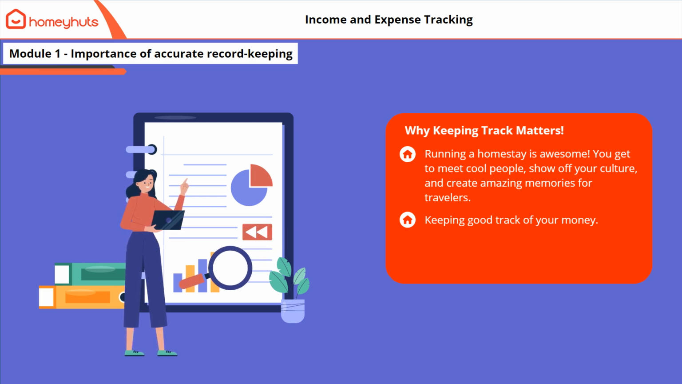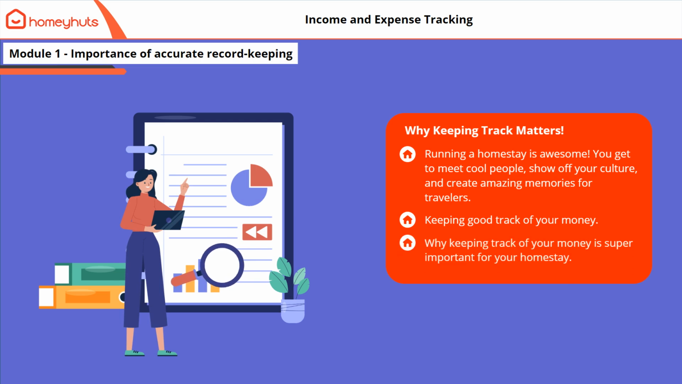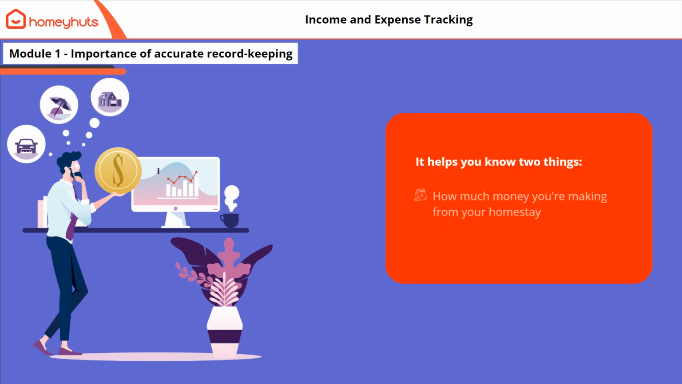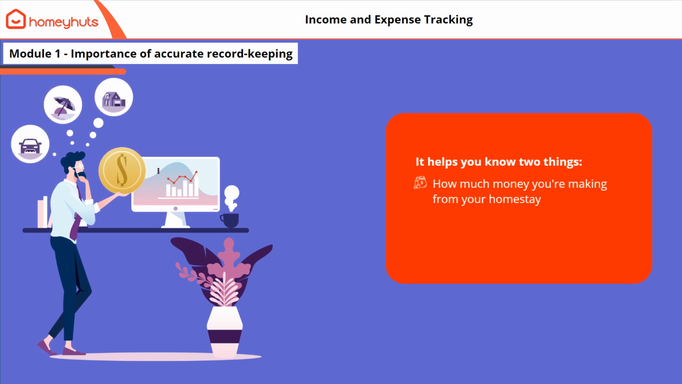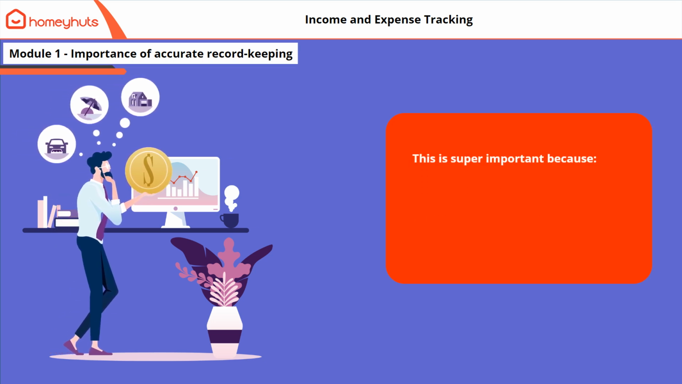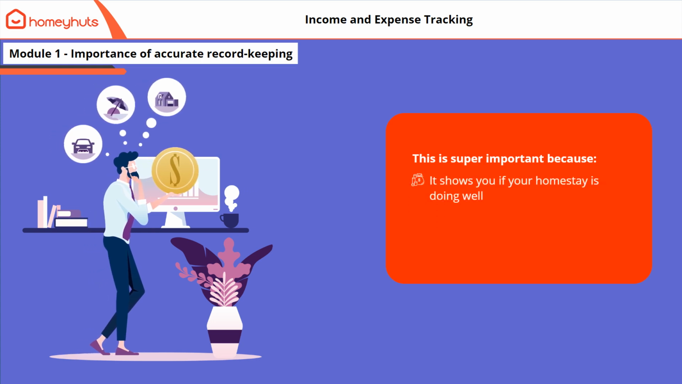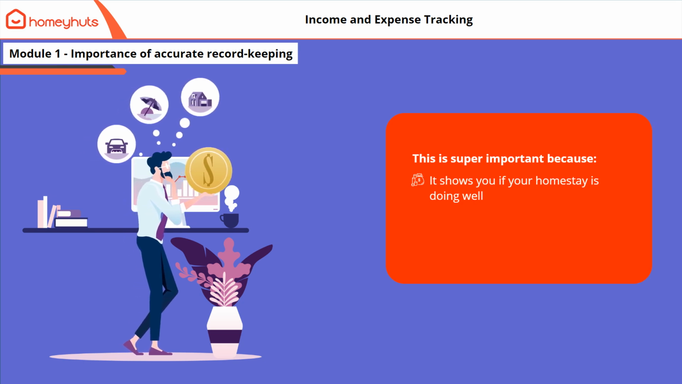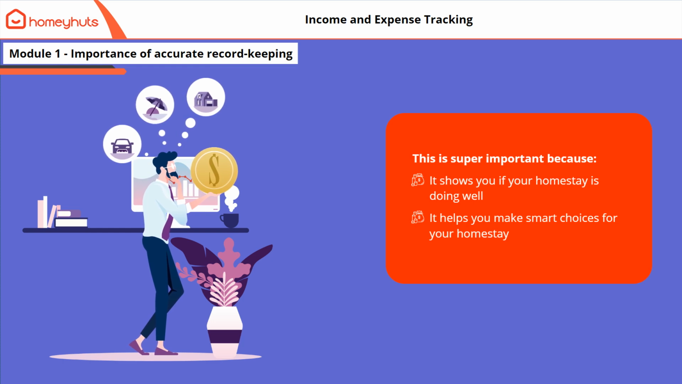So today's lesson is about why keeping track of your money, called record keeping, is super important for your homestay. It helps you know 2 things: how much money you're making from your homestay, and where your money is going. This is super important because it shows you if your homestay is doing well, just like knowing if your magic trick is wowing the audience. It helps you make smart choices for your homestay, like maybe adding a special surprise breakfast if you have enough money to amaze your guests.